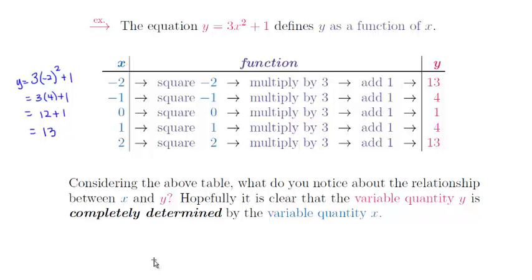So now, considering the table above, what do you notice about the relationship between x and y? Well, hopefully it's clear that the variable quantity y is completely determined by the variable quantity x. And this means something in mathematics. We would say that y is dependent on x.